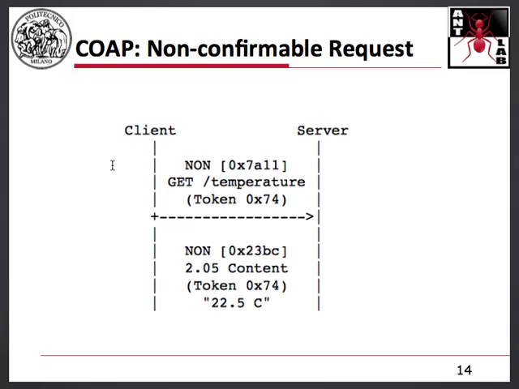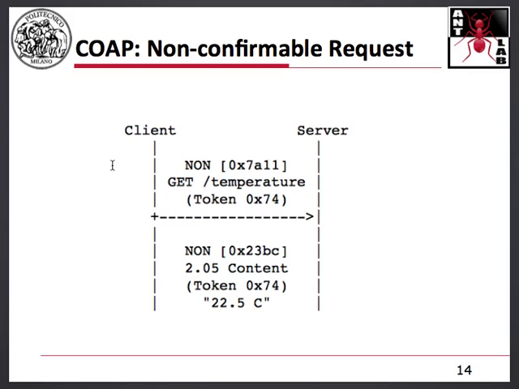As you can see, the server in this case answers the client with another non-confirmable message, for example, which has an ID which has nothing to do with the previous one, including a response sub-message which matches the token, or the ID, which is specified in the associated request. Okay, clear? Again, which one to use? It's up to the designer. It's up to the application designer.